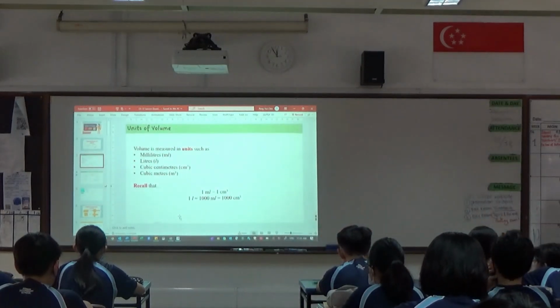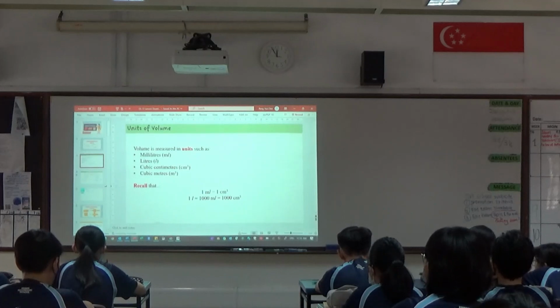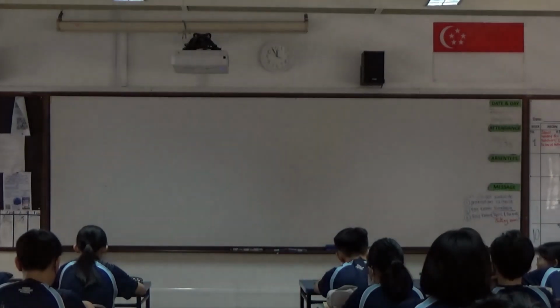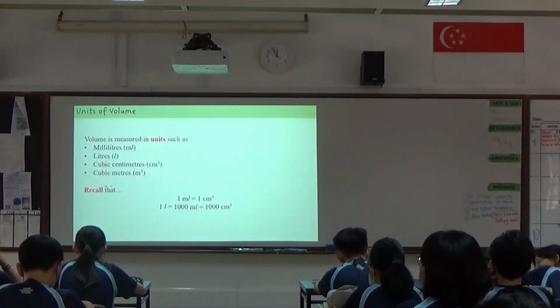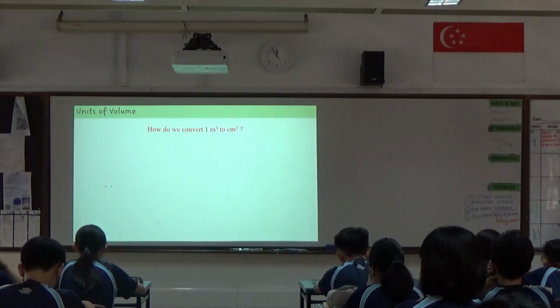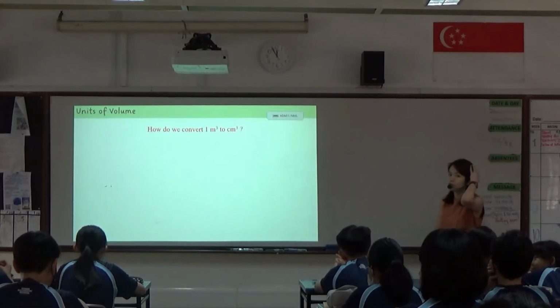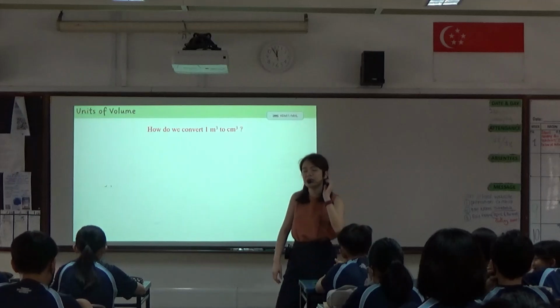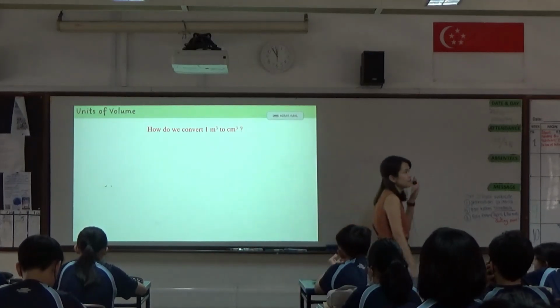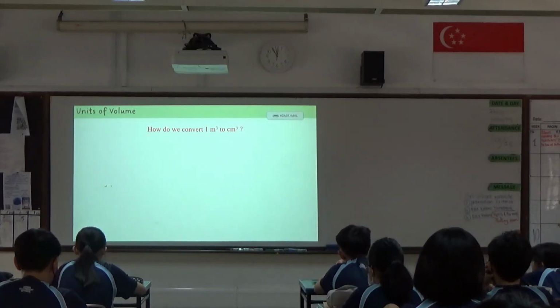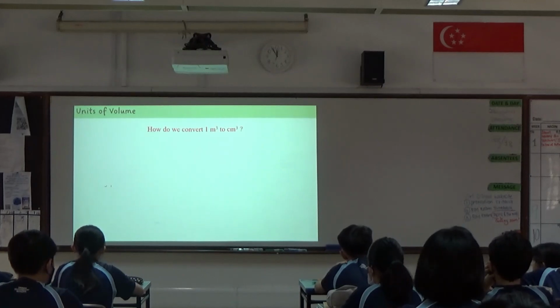So then the next question is, what about meter cube and cm cube? How do we do our conversion? How do we convert 1 meter cube to cm cube? If you recall how we did it for our area, meter square and cm square, we refer to two squares that are of the same dimension.